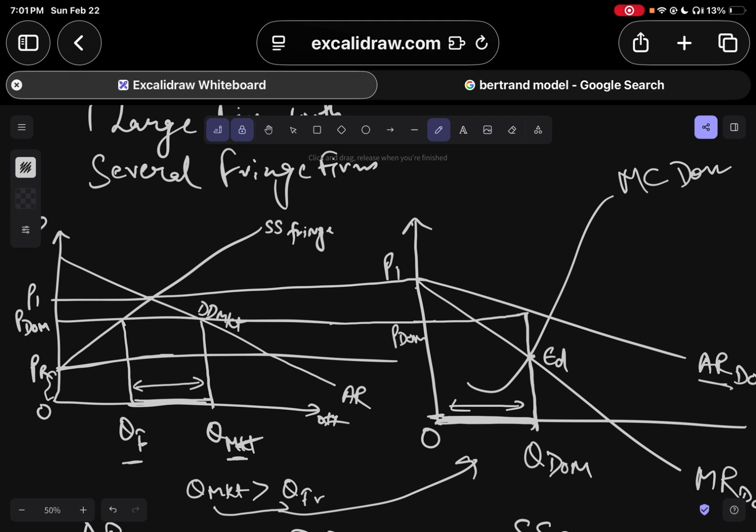This price can be traced in the first panel. It establishes that fringe firms will supply QF level of output and market demand will be Q market, such that Q market minus quantity supplied by fringe firms is OQD.